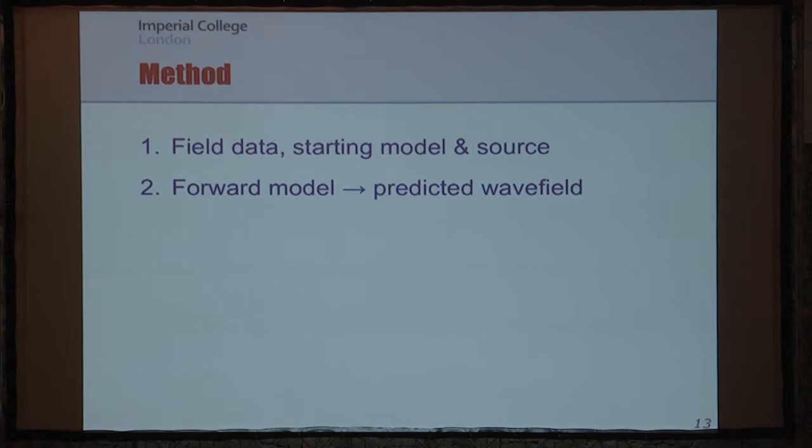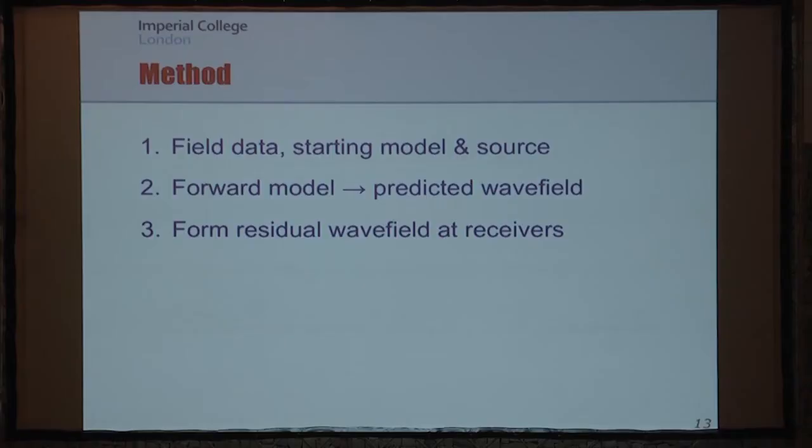But typically, the starting model is not good enough, so when you predict the data here, it doesn't match the field data, so we need to do something about that. So the next thing we do, having got this predicted data, is we need to compare the predicted data and the field data and generate what we call the residual wave field. So the very simplest way to do that is simply to subtract one from the other at the receivers, so to take the data you predict, the data that you see, and form the difference. In practice, we normally do more complicated, more sophisticated things at this step, but essentially it's a comparison of the two data sets to generate some measure of the difference.